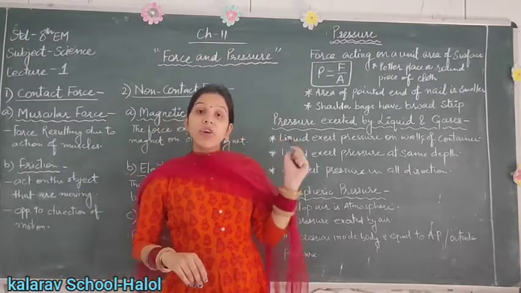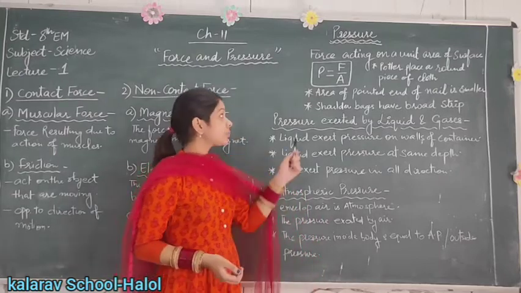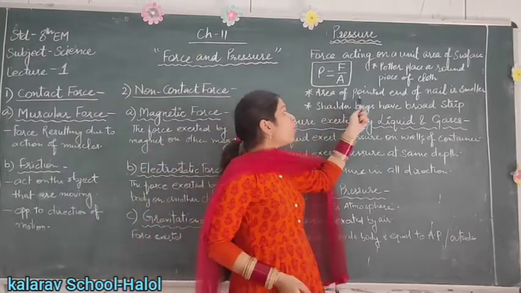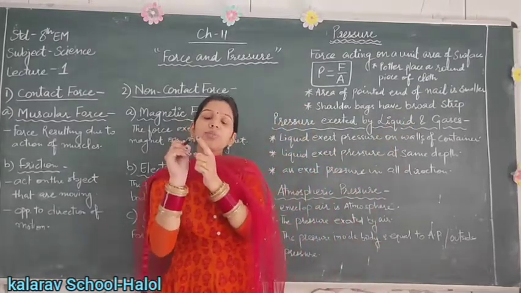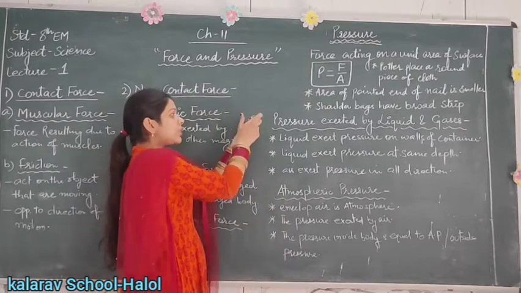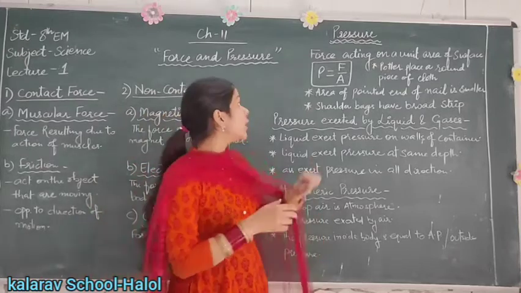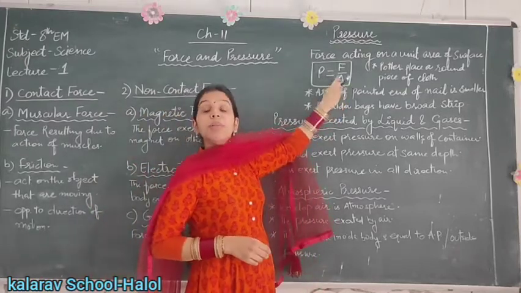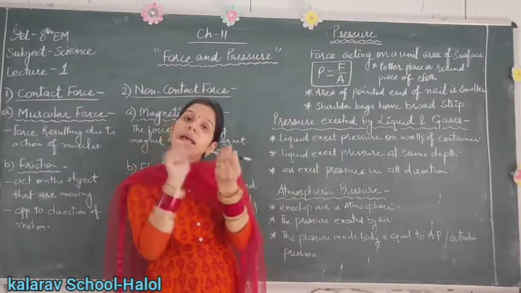So, clear? This formula is helpful for understanding questions from day-to-day life. Next, the area of the pointed end of a nail is smaller. This pen has a pointed head, and the nail has a pointed head, so that it can go inside easily with the hammer. So why does it go inside? When the area is smaller, the pressure is higher. When the area is smaller, we get a higher pressure.